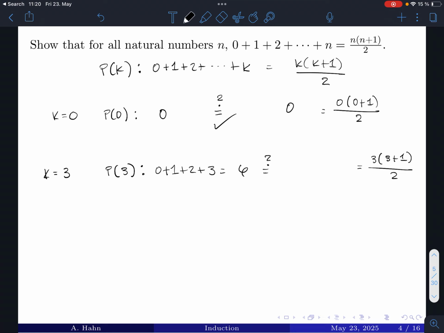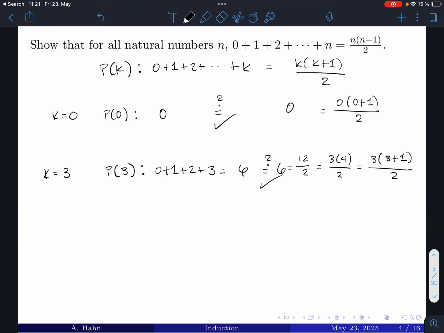So let's see if that's what we got. 3 plus 1 is 4, so the top is going to be 3 times 4 divided by 2. 3 times 4 is 12. So this is 12 divided by 2. 12 divided by 2 is in fact equal to 6. And so we see that the left-hand side of the predicate is equal to the right-hand side of the predicate, and so the predicate is in fact true for k is equal to 3. Sweet. So it looks like our predicate is true for a couple of different base cases, k is equal to 3, k is equal to 0.